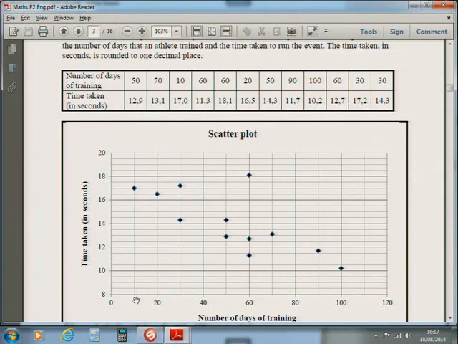If you train for few days, only 10 days training, look how long you take? 17 seconds. But if you train for 100 days, serious training, the athlete only took 10.2 seconds. So the more days you train, the fewer seconds you are going to run. 1, 2, 3, you are finished running your race. But if you train few days, when other people go to train, you don't train. Then look, you take too long to complete the race. You are not fit enough.